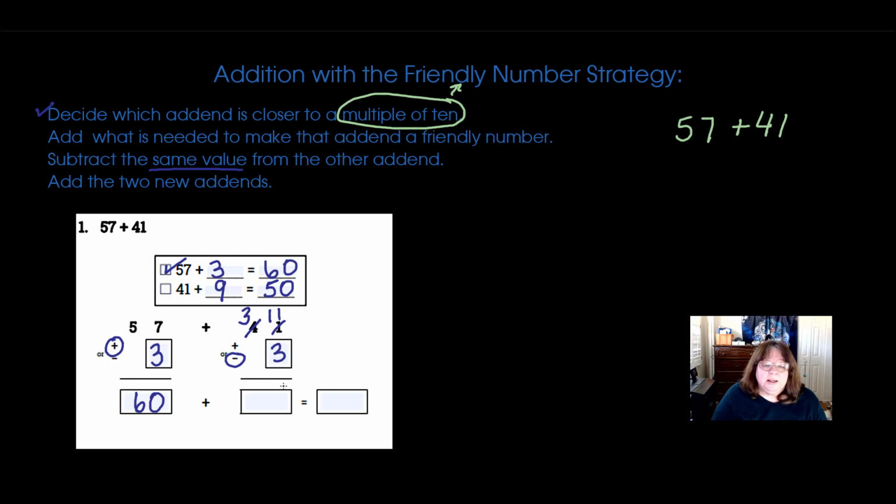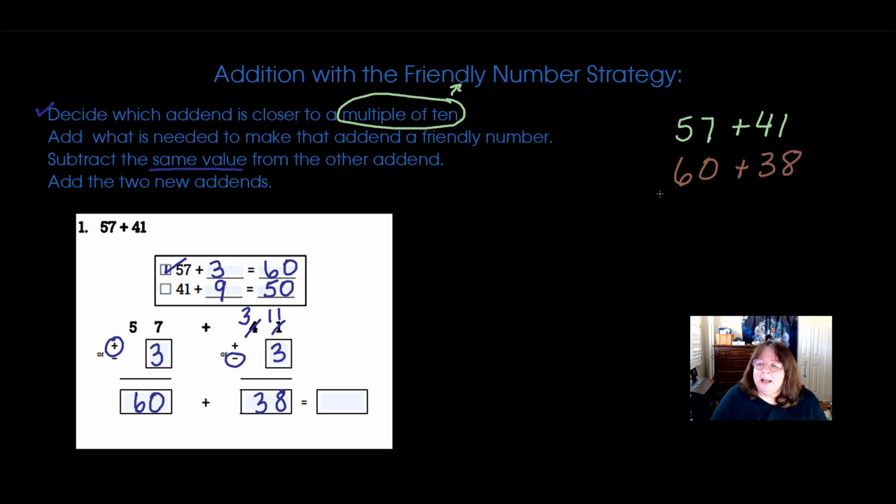11 minus 3 is 8. And then we just bring our 3 down. So now we've got 60 plus 38. I'm going to write that right under here. We've got 60 plus 38.